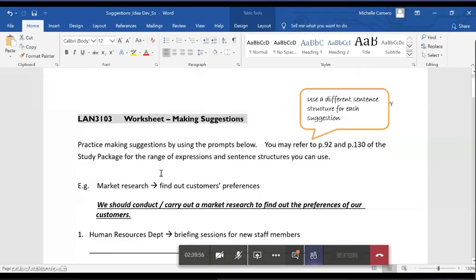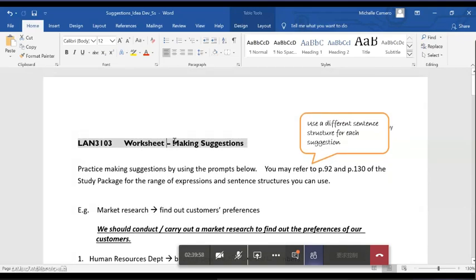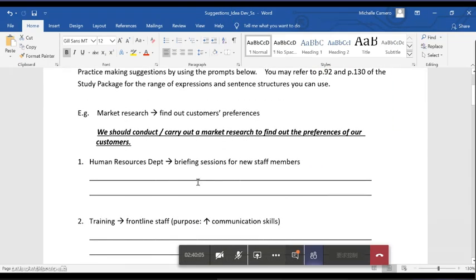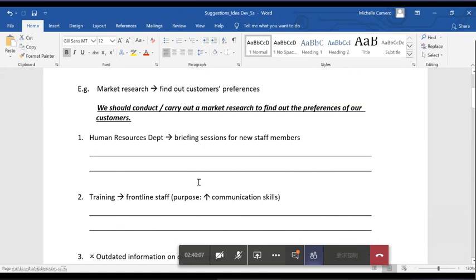Okay, there's two things you're doing on this document. On page 1, you're practicing making suggestions. That's page 1. That's why it says suggestions up here. And we did a few of these in class when we were learning about writing suggestions and solutions.